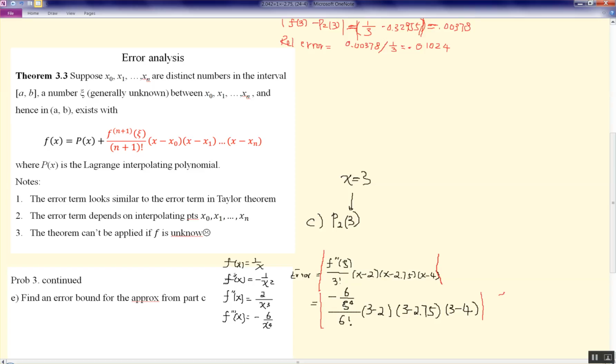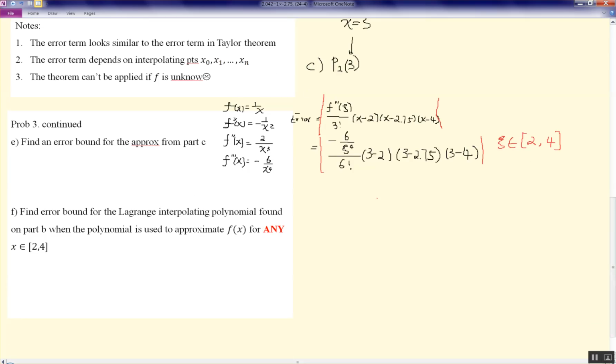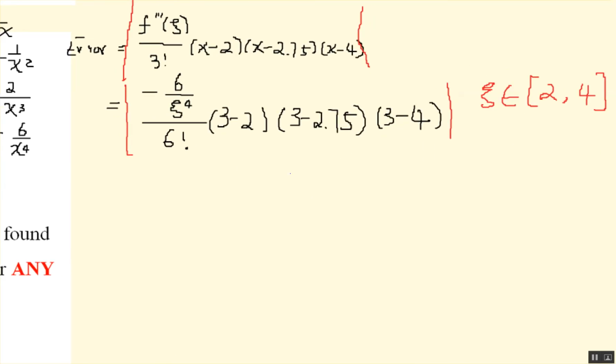And here this xi is in between 2 to 4, somewhere in between these 2 to 4. You see, all these are constants now, except the xi. So your job is to look for a xi so that this quantity is maximized, right? So that's the error bound. Now, obviously, this xi, if you look at this function, the xi is in the denominator. How do you maximize this quantity? You choose the smallest value you can get for xi, and then it will be maximized.